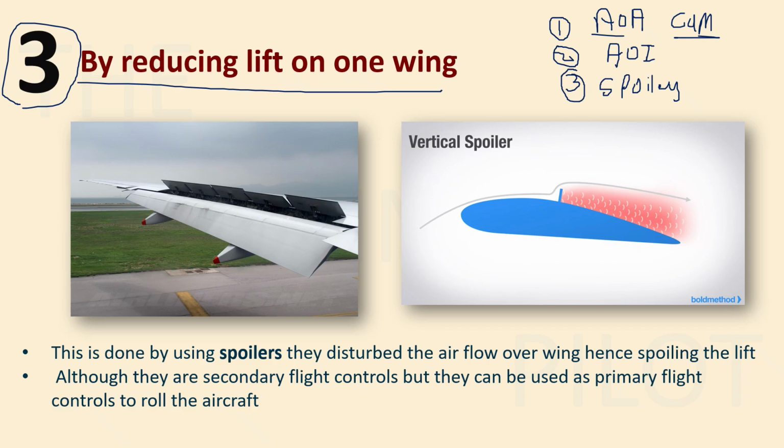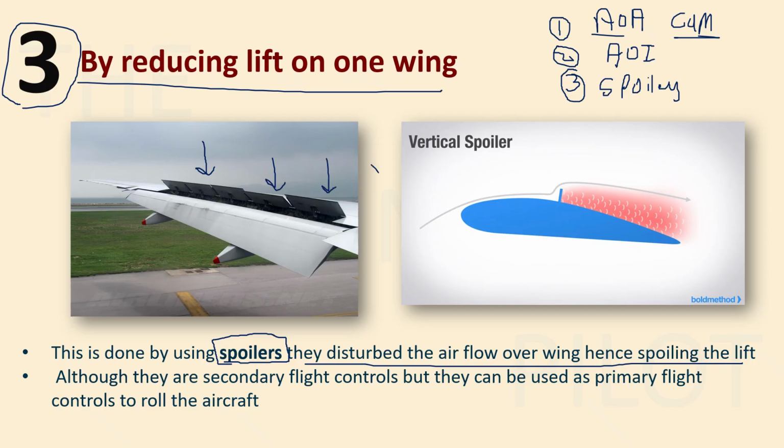All right. So you are using what? Spoilers to reduce the lift on one wing, and hence able to roll the aircraft in a particular axis, right? So this is done by using what? Spoilers. They disturb the airflow over the wing, and hence spoil the lift. What are spoilers? The surfaces that you're seeing over the wing are known as spoilers.